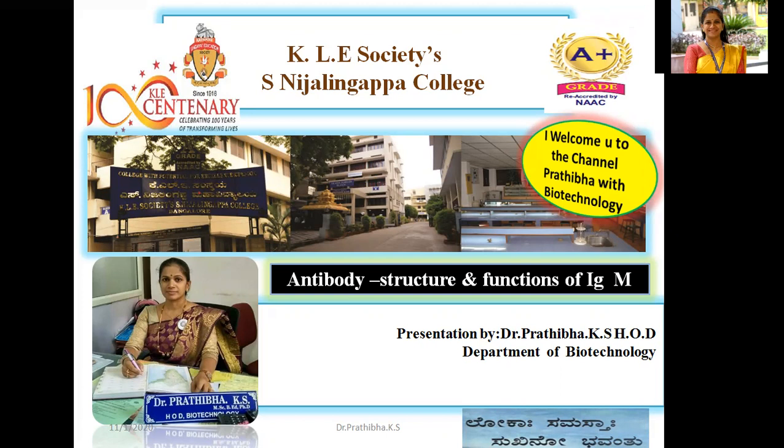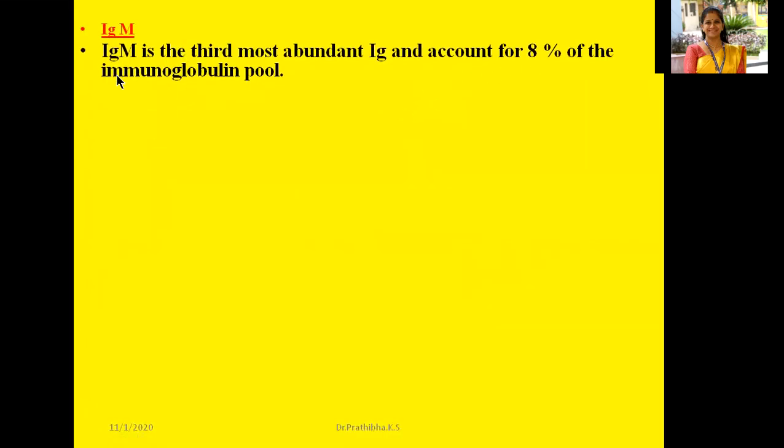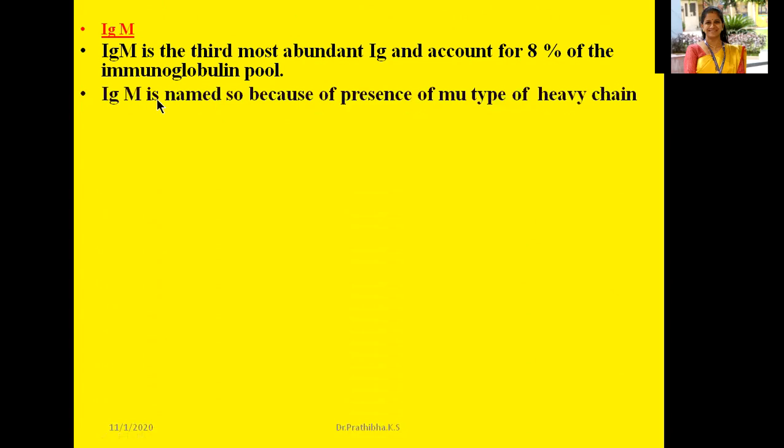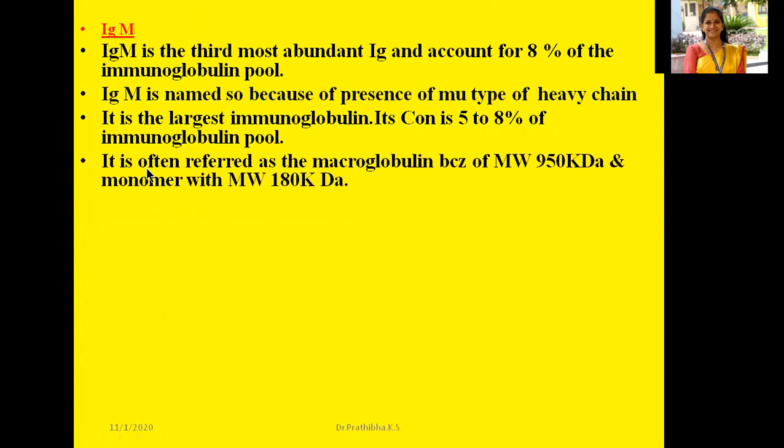Okay, now let us begin with antibody structure, types, and functions of immunoglobulin M. IgM, Ig stands for immunoglobulin, M, that is the mu type of heavy chain. Okay, IgM is the third most abundant immunoglobulin and accounts for 8% of the immunoglobulin pool. IgM is named so because of the presence of mu type of heavy chain, right? It is the largest immunoglobulin. Its concentration is 5 to 8% of the immunoglobulin pool.